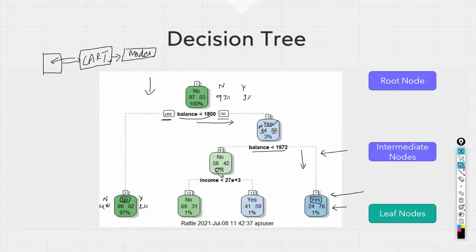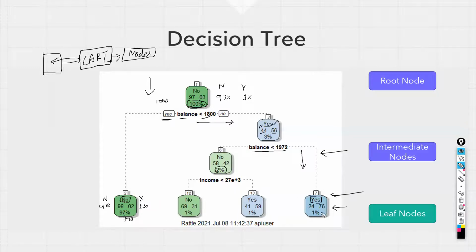These percentages are the number of observations that ended up in this node. To start with, let's say there are 1000 observations, that's 100% of the data that we began with. Out of this 100%, 97%, that means 970 observations, ended up in this node, and the remaining 30 observations, which is 3%, ended up in this node. So these are the percentages of observations of the data that we started with.